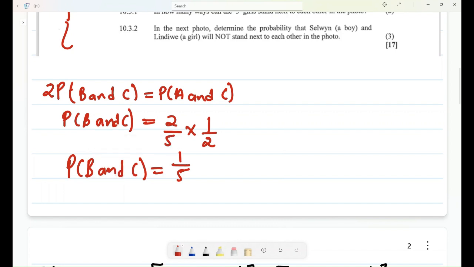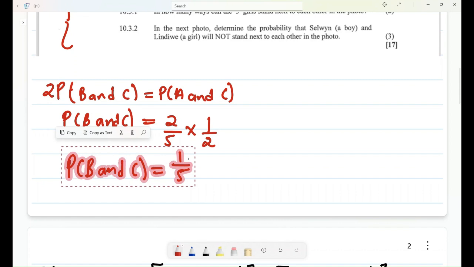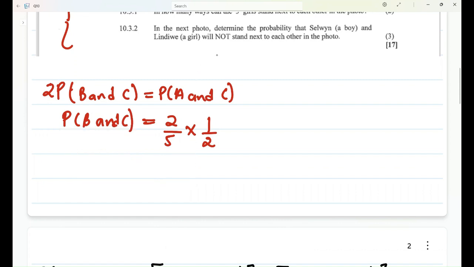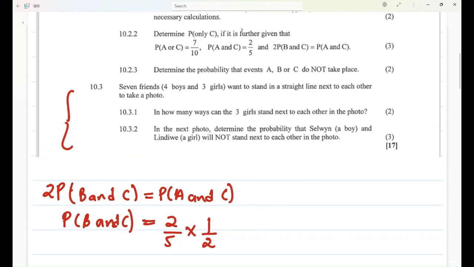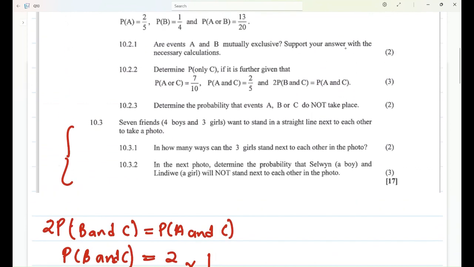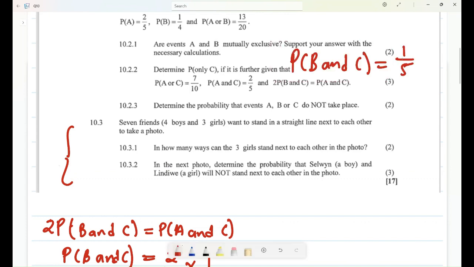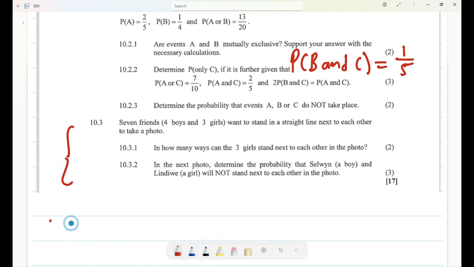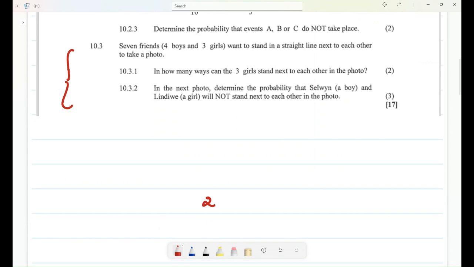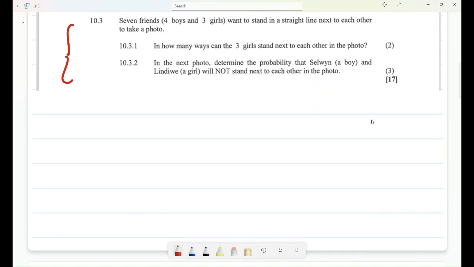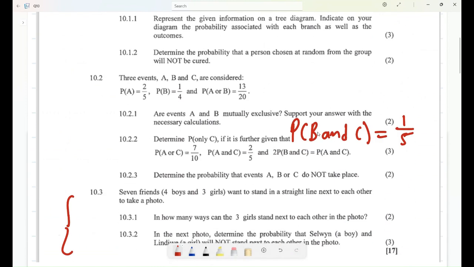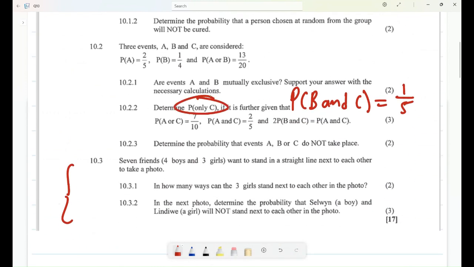Right? I might need this maybe. Let me put it somewhere where it's going to be safe. Okay? All right. Let me just erase that. Now, that was not the asked question, right? So now, the question is, determine the probability of only C.